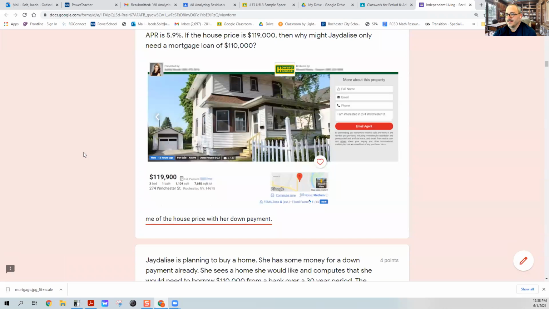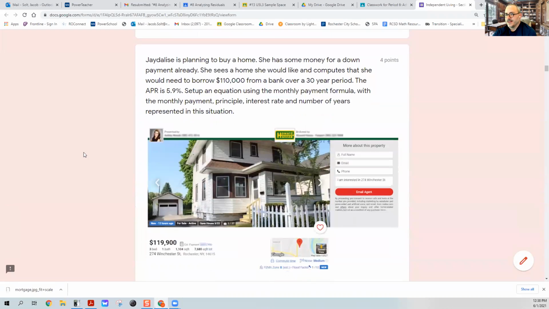All right. So this next one is where I'm going to have you. It's the same situation. Jadalise is buying a home in Rochester, New York. This house is actually for sale right now, at least it was a couple days ago. If you're looking for a house, I don't know.